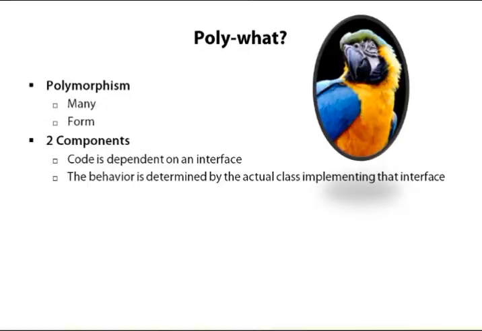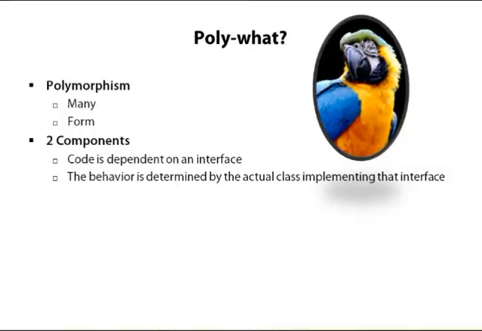There's two components to polymorphism. You have some code that's dependent on some kind of interface. And when I use the word interface here, I just mean some method of operating with it, some way that that code or that class is being used. An interface for a class is simply the methods that exist on that class. So you have some code that's dependent on some methods that exist in a class.